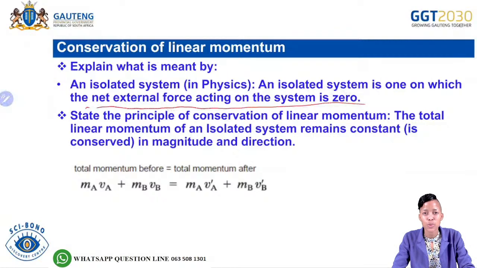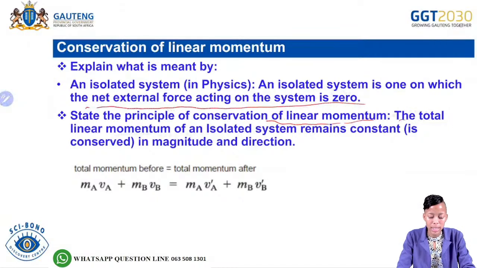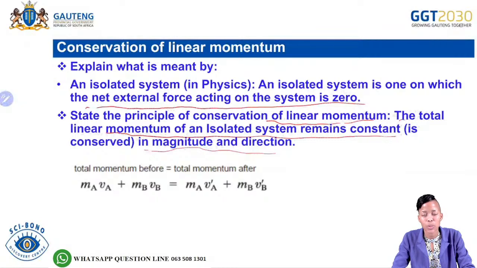So remember when we spoke about the net external force, we said an example would be friction, another example would be tension. Then it says you state the principle of conservation of linear momentum, which says the total linear momentum of an isolated system remains constant, or is conserved, in magnitude and in direction.